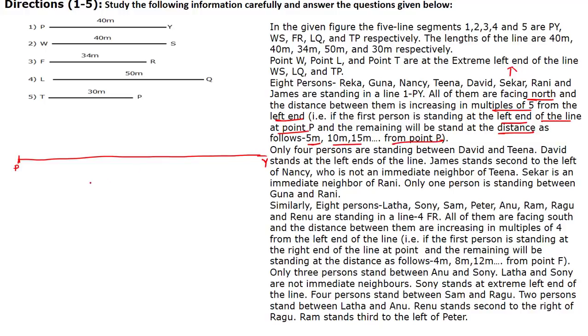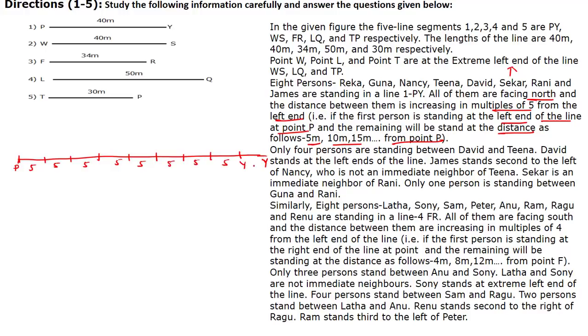from point P. So from point P, the remaining persons will be standing in this way, that is 5 meters, 10 meters. From here to here it is 5 meters, from here to here it is 10 meters, then it is 15 from here to here, then it is 20 from point P to this place, 25, 30, 35 and 40. So let me write it here: 5, 10, 15, 20, 25, 30, 35 and 40.